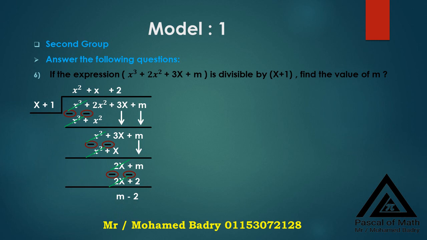He said this expression is divisible by x plus 1. That means the remainder must equal 0. That means m minus 2 equals 0. 2 goes to the other side with positive. Therefore m equals 2.